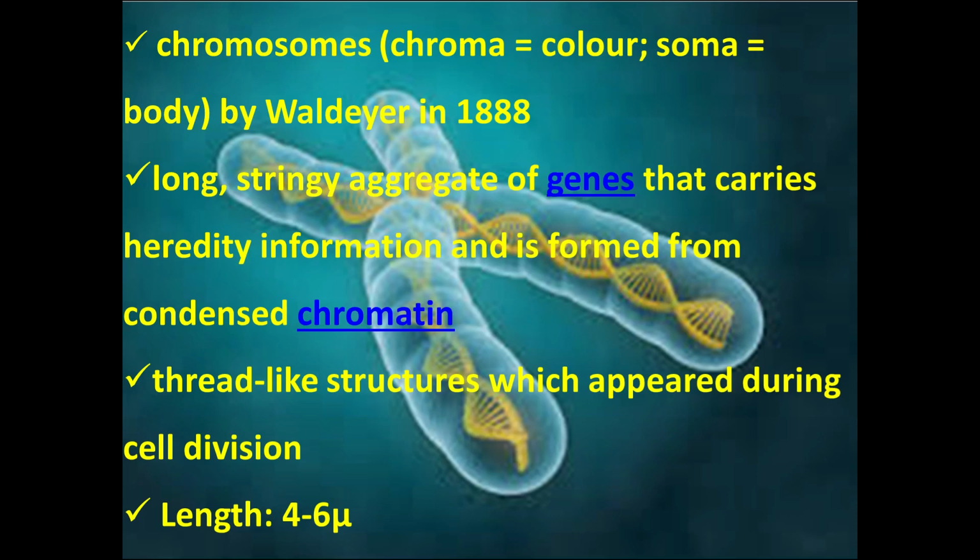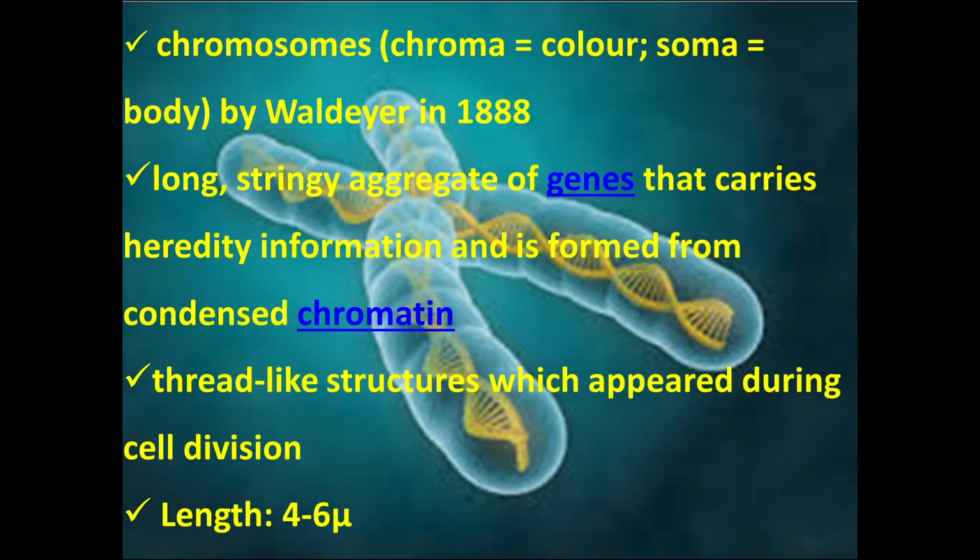When we take chromosomes, their structure and nature, the German biologist Walter Fleming in the 1880s revealed that during cell division, the nuclear material organizes itself into visible thread-like structures, which we name chromosomes, which stain deeply with basic dyes.